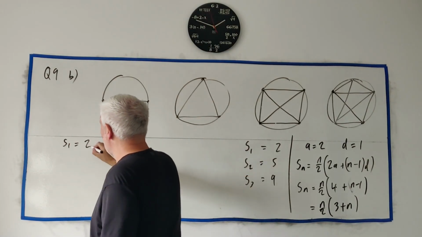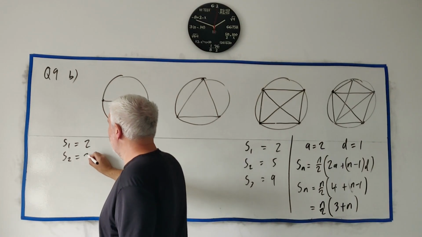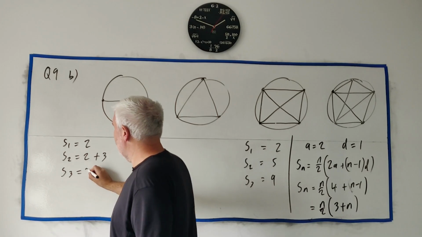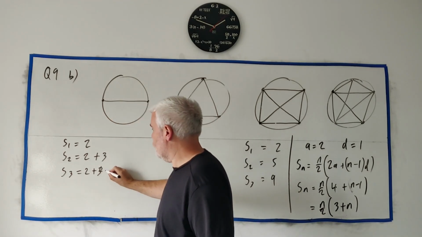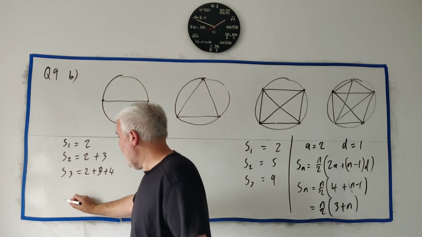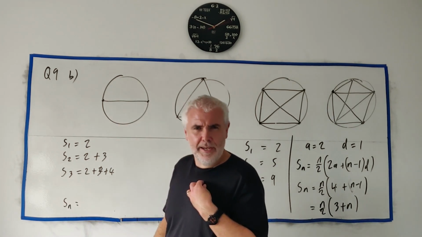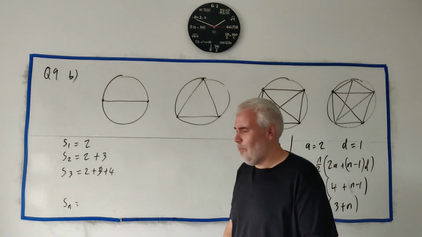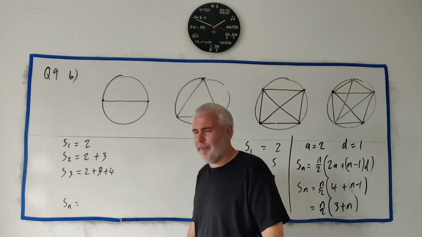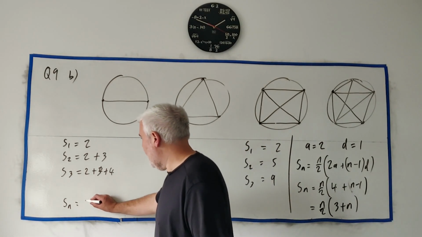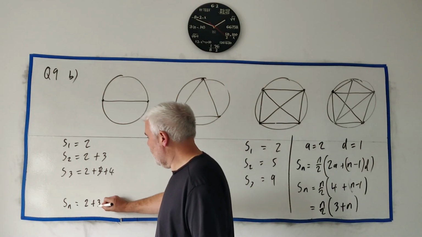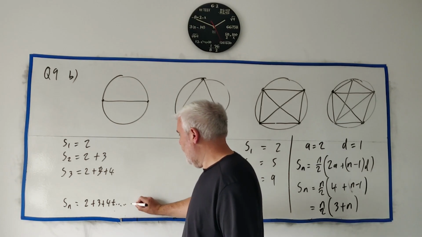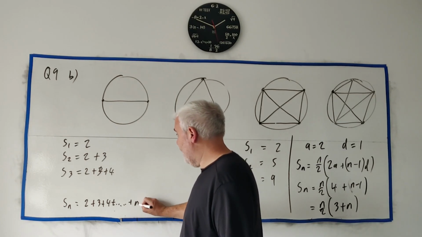I'll write it again though. S1 is equal to 2, S2 is equal to 2 plus 3. S3 is equal to 2 plus 3 plus 4. Sn, I would accept this as an answer, and I'm guessing an examiner would have to, although it's probably not in the marking scheme. I don't think the marking scheme's out yet, so I haven't seen it. But Sn is 2 plus 3 plus 4, and maybe you'd need a plus dot dot dot and plus n.